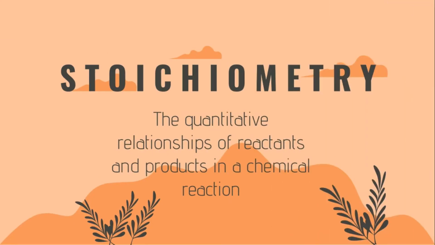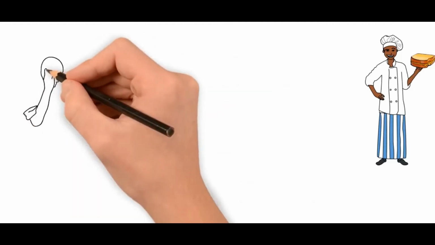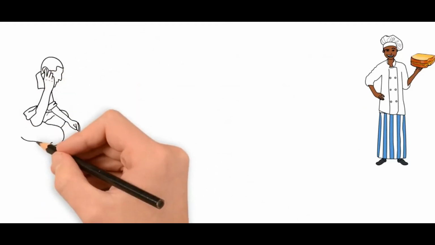Let's go! So stoichiometry is basically defined as the quantitative relationships of reactants and products in a chemical reaction. So what exactly does that mean? It is actually about how we understand mathematically that everything written in the chemical reaction relates to each other.